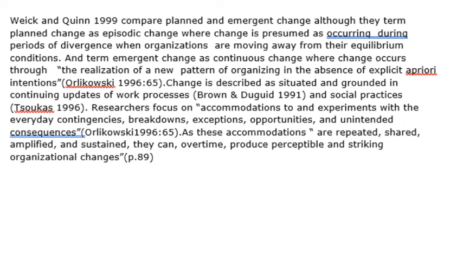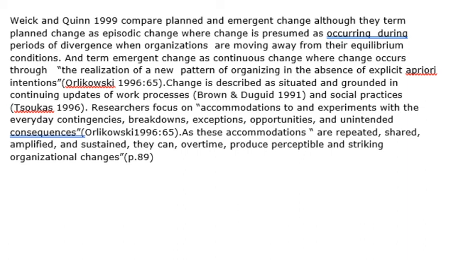Wyke and Quinn in 1999 compared plan and emergent change, although they term planned change as episodic change, where change is presumed as occurring during periods of divergence when organisations are moving away from their equilibrium conditions, and term emergent change as continuous change, where change occurs through the realisation of a new pattern of organising in the absence of explicit a priori intentions (Orlikowski, 1996).